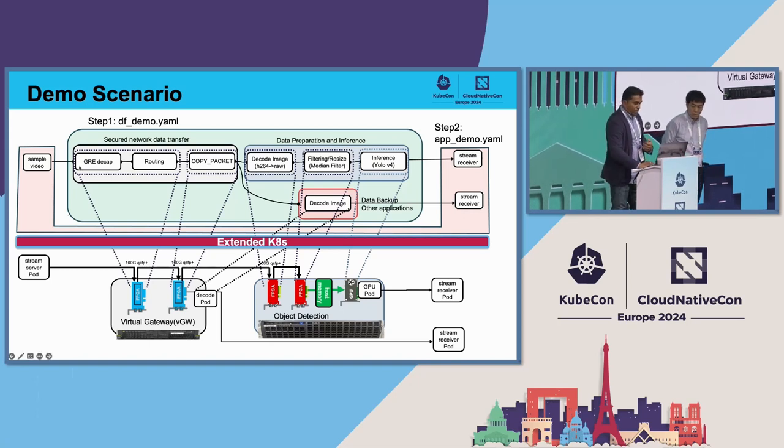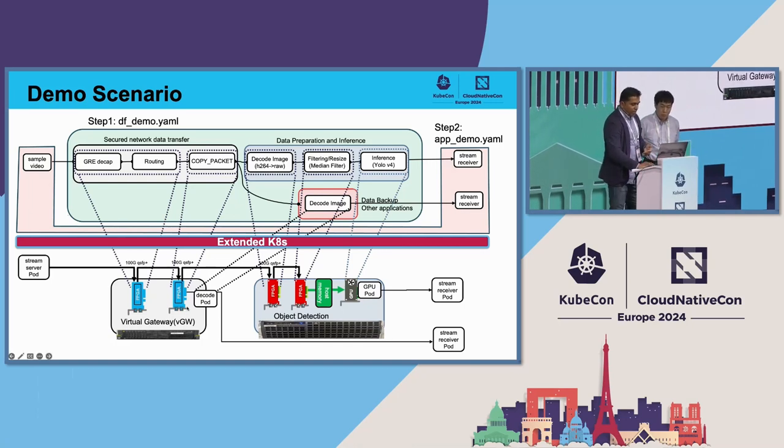and then we need to do the GRE decap and take the data out from the tunnel, and then we do the routing. The decap and routing is done by the Intel FPGA N3000, and then we use the QSFP+ network connection to the second FPGA, which works as a splitter. It splits the data stream into multiple streams. This time we split into two data streams.